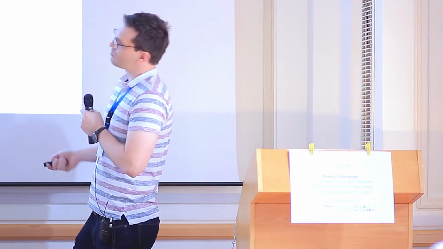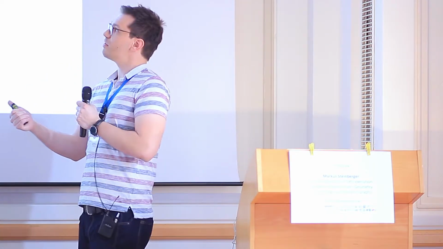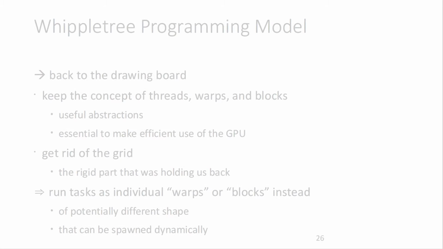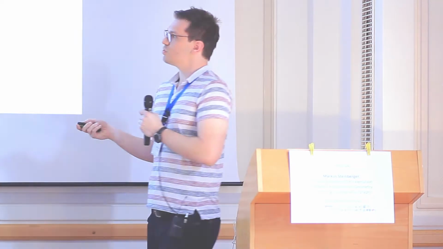So we came up with what we call Whippletree. For Whippletree, we decided that we should go back to the drawing board. We knew that the concept of threads, warps, and blocks totally makes sense because this is how the GPU works, right? We know that there are these SIMD units, so we want to provide multiple threads with the same work to run on the SIMD units, so this means we need warps. We know that we have the multiprocessors where you want to have entire blocks that can cooperatively work. The only problem that we essentially saw was this rigid grid, because if you can only launch these really large kernels of identical blocks, then things are just too rigid.